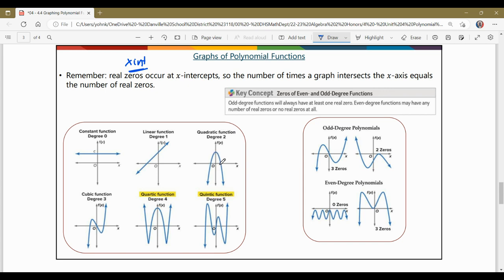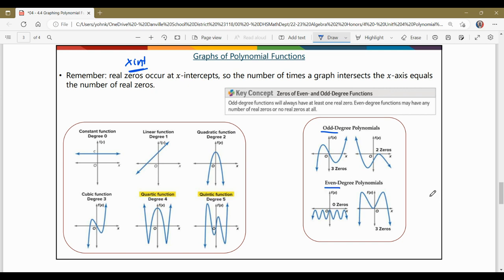That's a quadratic. 3 times means it crosses the x-axis 3 times. That's cubic. A degree of 4 means it crosses 4 times. That's a quartic. And a degree of 5 means it crosses 5 times. That's a quintic function. Now, there's also such a thing as odd degree polynomials and even degree polynomials.